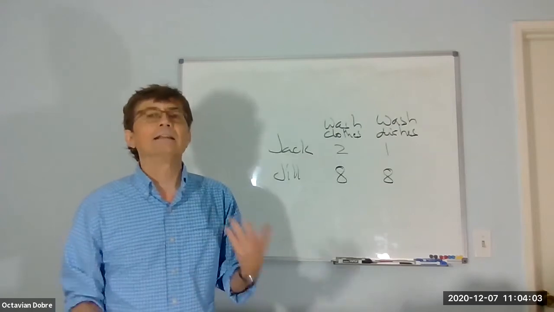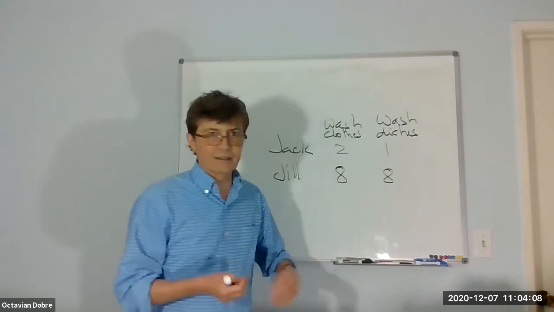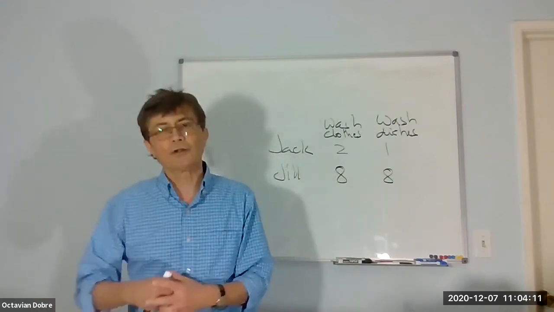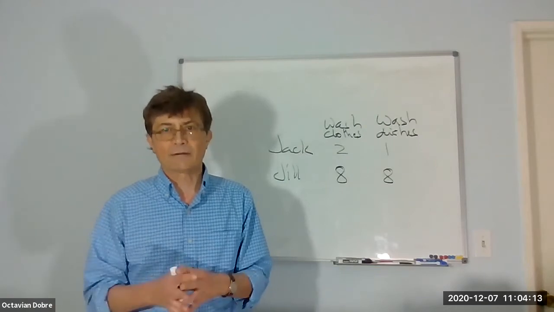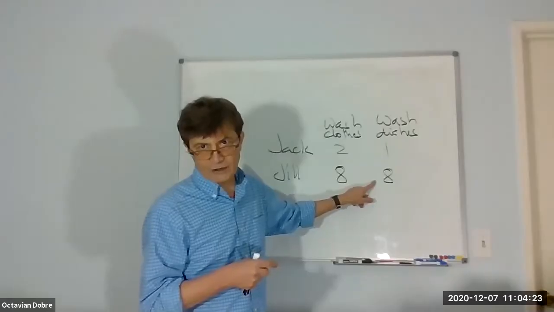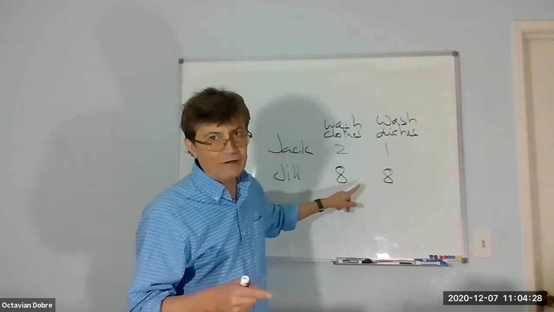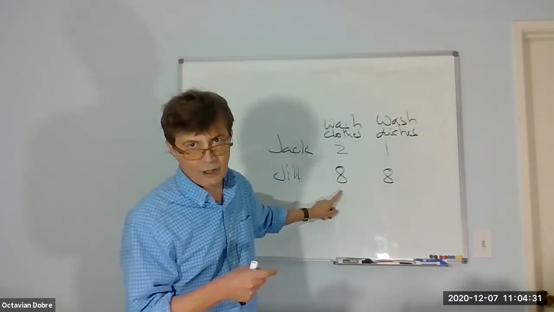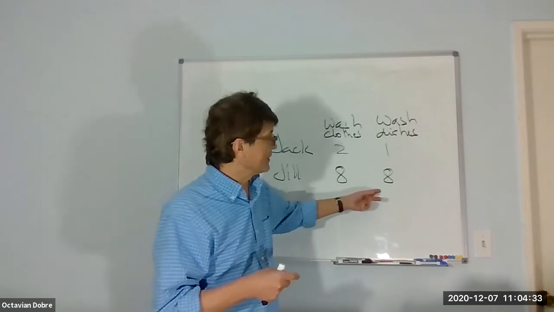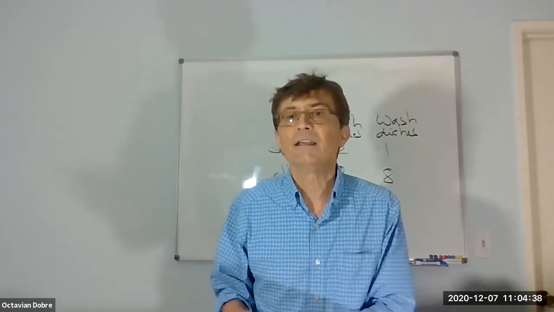So let's take a look at comparative advantage. Comparatively, between clothes and dishes, where is Jill's comparative advantage? Washing clothes? No, I'm sorry, washing dishes. So Jill is 8 times better at washing dishes, but only 4 times better at washing clothes. So between those two, Jill's advantage is in dishes, and therefore Jack's advantage is in clothes.